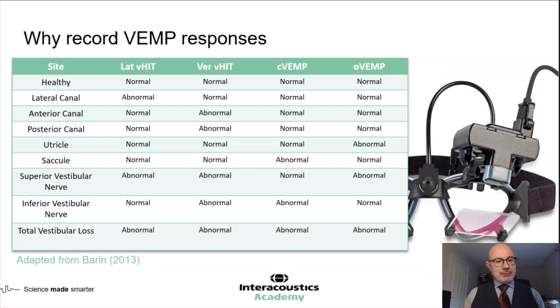So we can use this to look at various different components of the vestibular end organ. And if we move a little bit further to newer technology of looking at semicircular canal function, more at the physiologic range of head movement, again we can compare that with VHIT in a similar way, looking at semicircular canal function relative to otolith function as well.